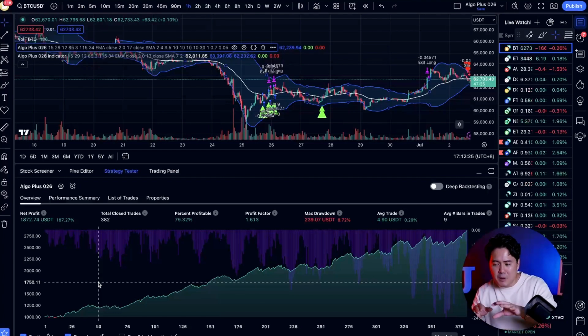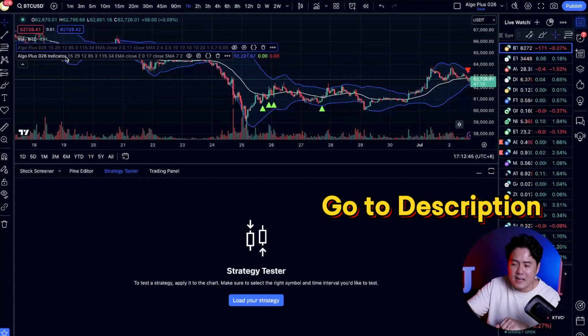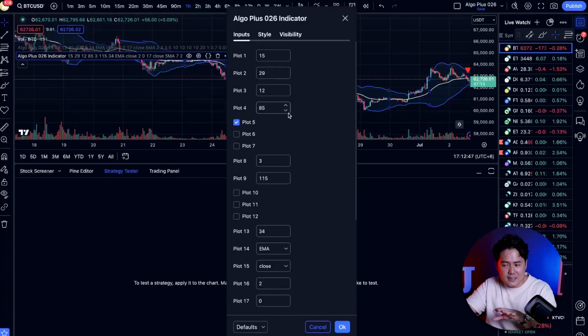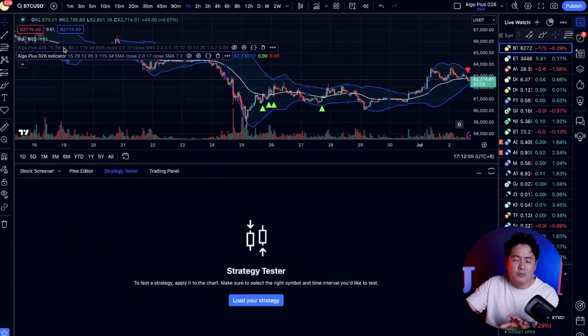If I see this parameter that I already set is really running well, making decent good profits, how can I utilize this strategy in my manual trading? First of all, I already gave you one of the indicators, this Algo Plus 026 indicator. You can just go to the description and click the indicator there and have the same setting that I already set. You can modify the setting by using a different parameter, but right now this is the default one that I already gave to you that tallies with the strategy tested.